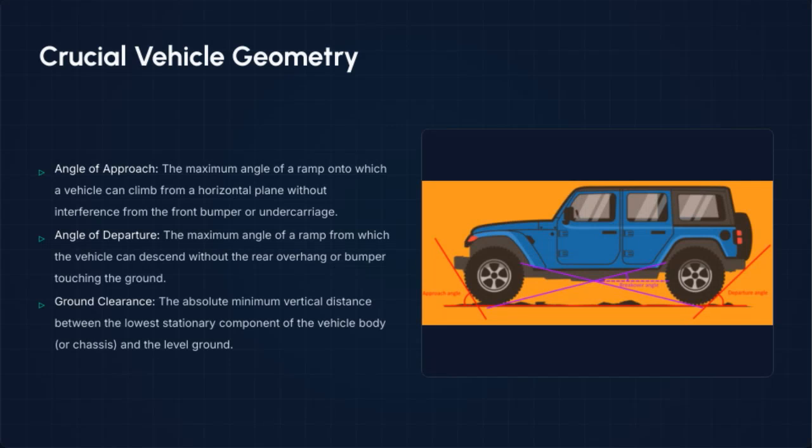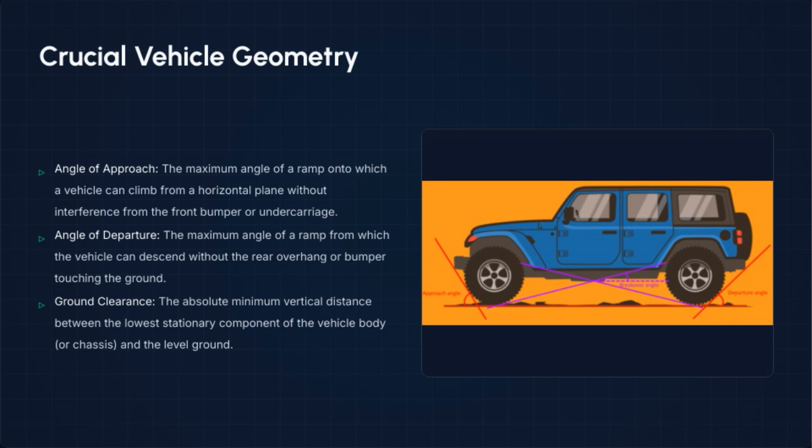Let's take a closer look at some crucial vehicle geometry aspects that really impact a vehicle's performance and usability. First up is ground clearance. This is essentially the minimum vertical distance between the lowest stationary part of the vehicle, like the chassis or body, and the ground. Think of it as the clearance that determines whether your vehicle can handle rough terrain without getting stuck or damaged.